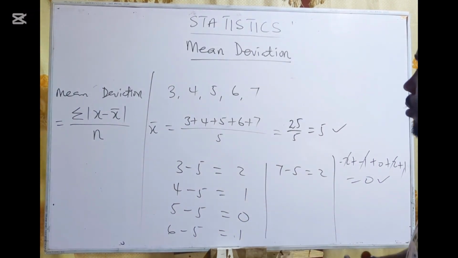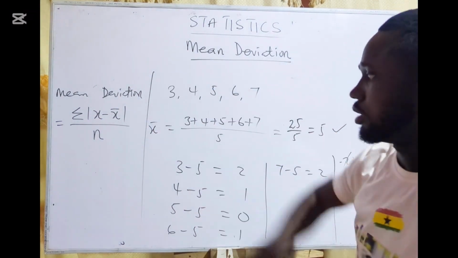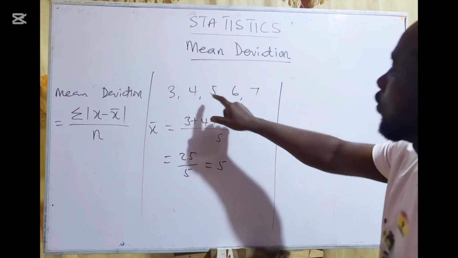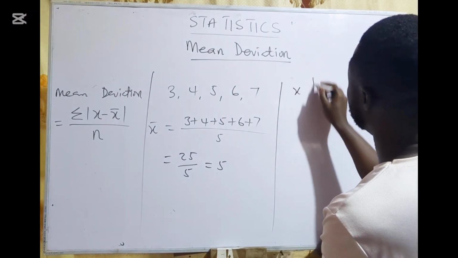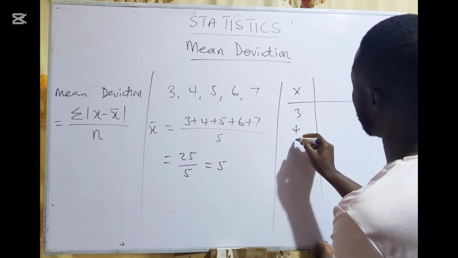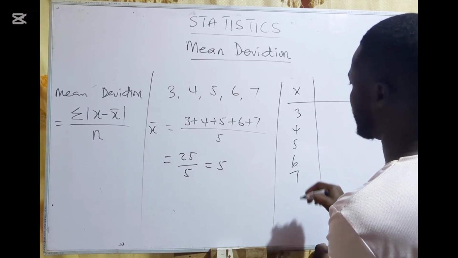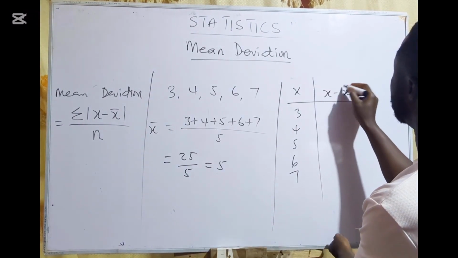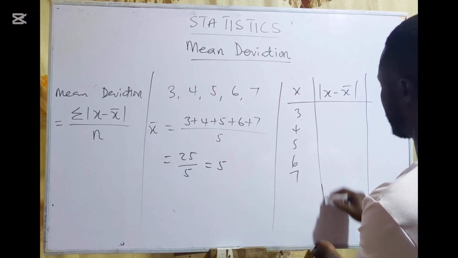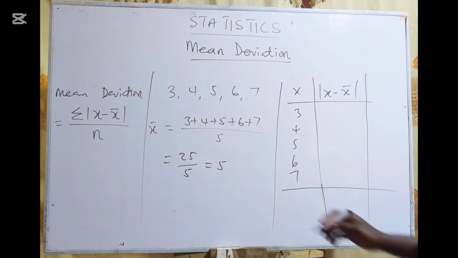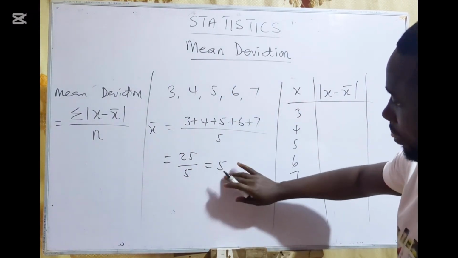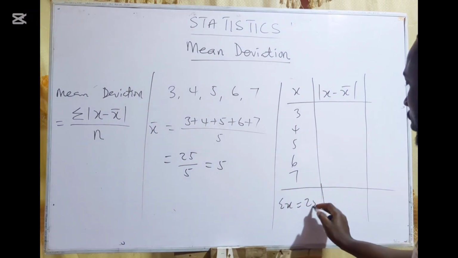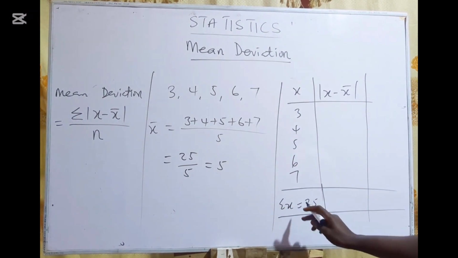So that is that for mean deviation. Let's find the mean deviation of this right away. If I'm finding the mean deviation of 3, 4, 5, 6, and 7, then I'll have my x, which is 3, 4, 5, 6, and 7. Then I'll have my absolute value of x minus the mean. I have already calculated the mean, which is 5. The summation of all these gives us 25.